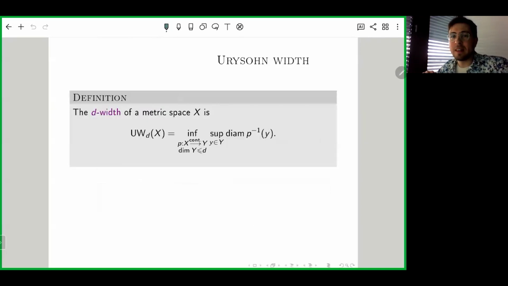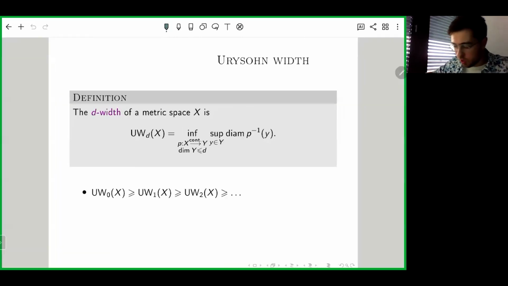So once again, here is this definition. I consider all maps to lower dimensional simplicial complexes. For each of them, I consider the maximal diameter of a fiber, and then I minimize over all continuous maps P. This is what the width is.